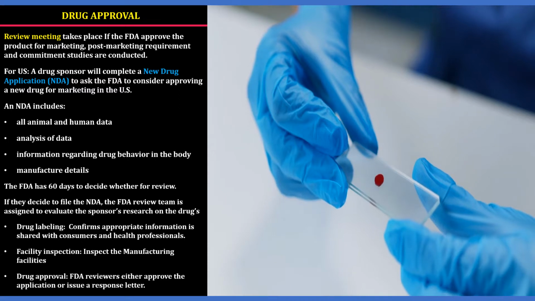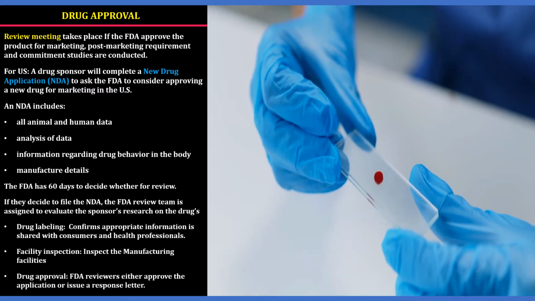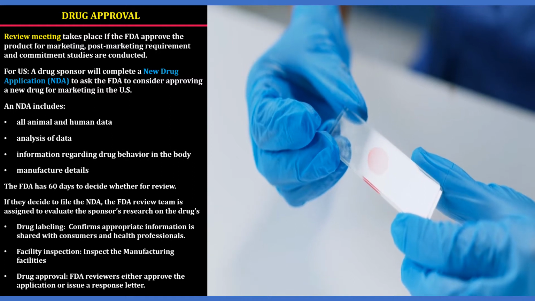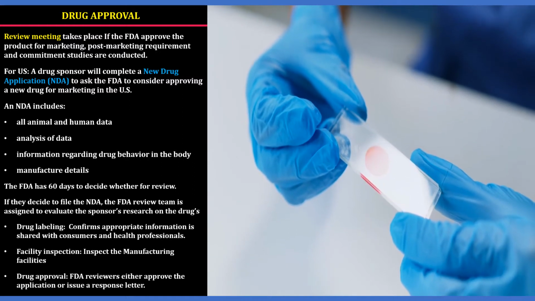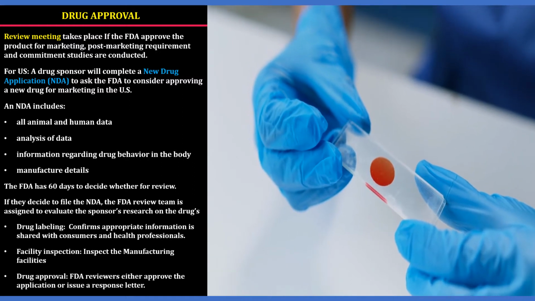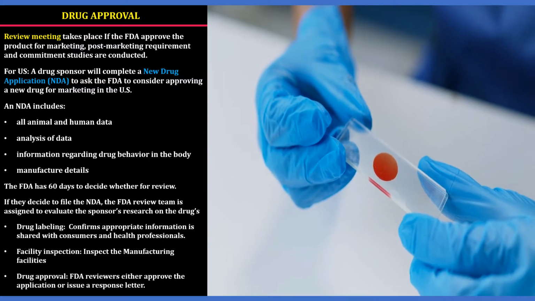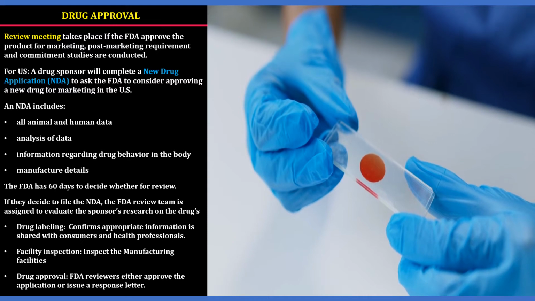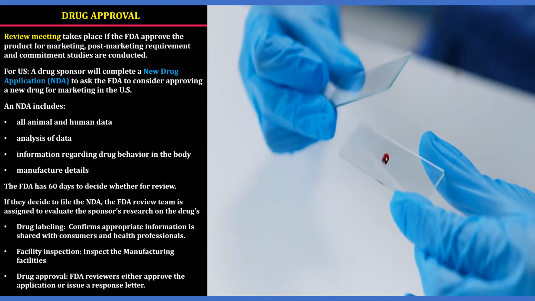For the US, a drug sponsor will complete a New Drug Application to ask the FDA to consider approving a new drug for marketing in the US. An NDA includes all animal and human data, analysis of data, information regarding drug behavior in the body, and manufacture details. The FDA has 60 days to decide whether the NDA can be processed for review.